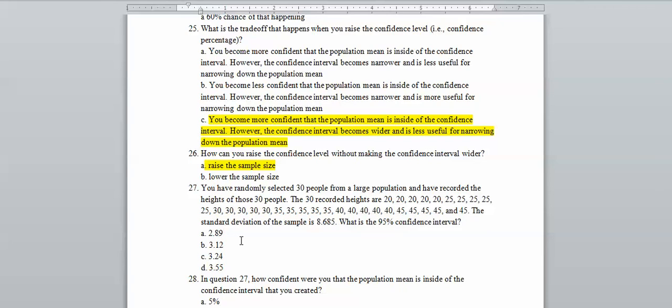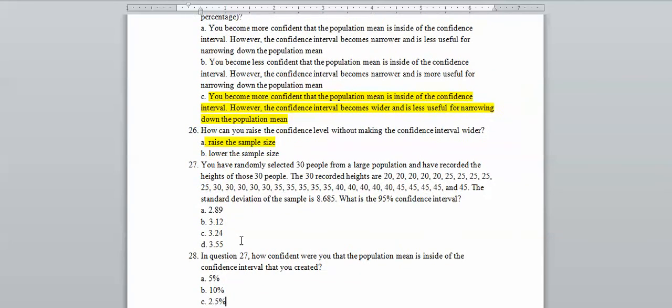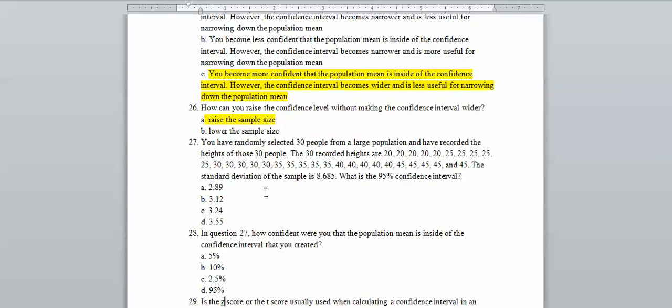Number 27 is asking you to create a confidence interval again, but this time I'm not giving you a population standard deviation. I'm giving you a sample standard deviation. Notice the word sample right here. If it's a sample standard deviation, we don't use a z-table, we use a t-table. So we're going to have to use the t-table to get our value.